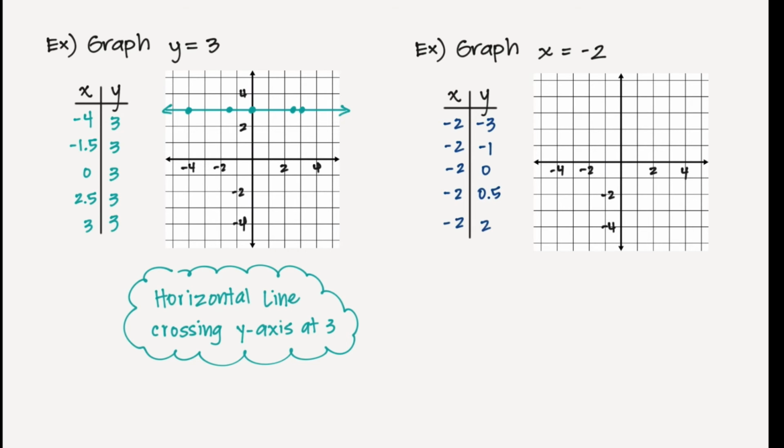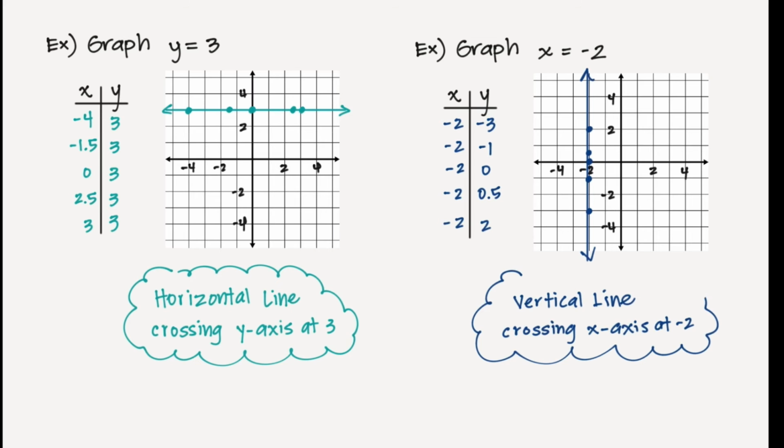And you're probably predicting what this is going to look like already. So I have -2 down to -3, -1, -2 at 0, -2 up a half, and -2 up 2. And they are forming a vertical line. So whenever you have x is equal to a number, it's going to look like a vertical line that is crossing the x-axis at that number. In this case, it's crossing at -2.